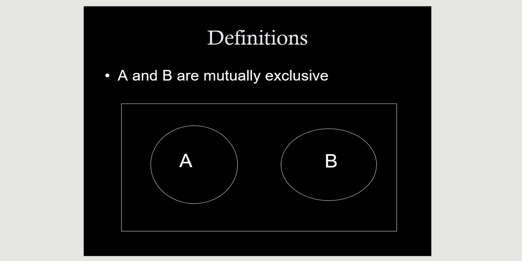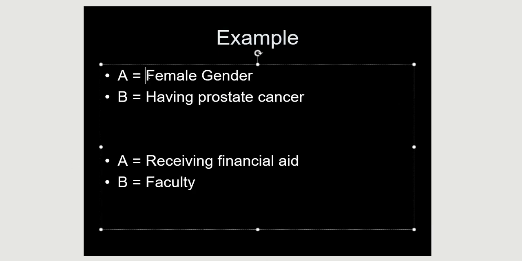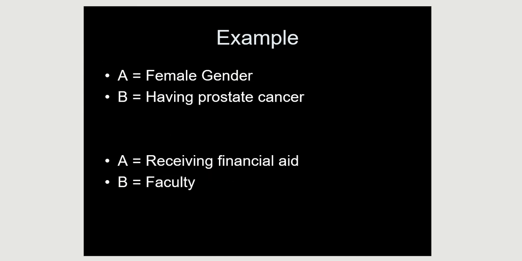Mutually exclusive is like female and prostate cancer. Okay, these belong to two different events. One event is gender, the other event is cancer, type prostate cancer. However, there's no common elements between the female and the prostate cancer. Another example is receiving financial aid and being the faculty. These are two mutually exclusive events. They share no elements between the two.